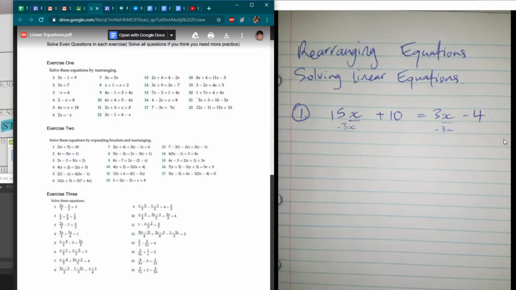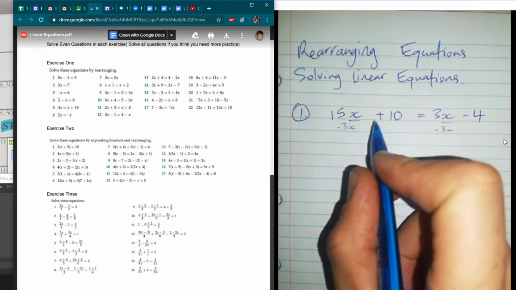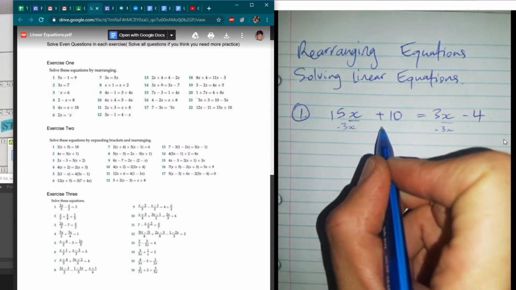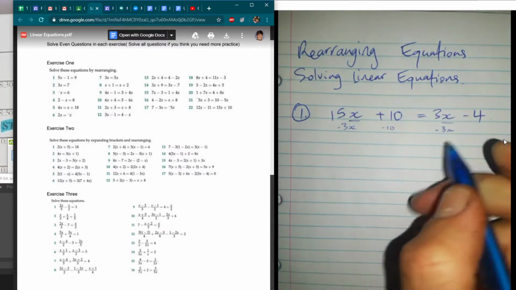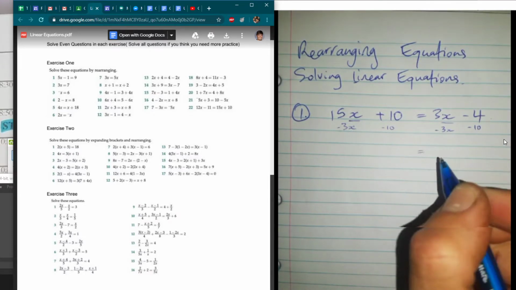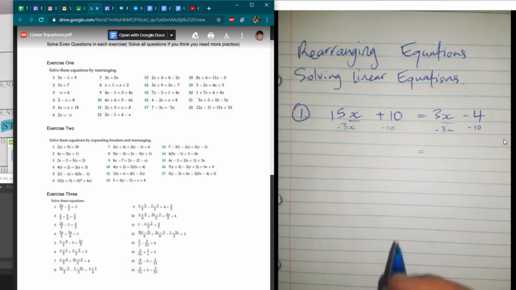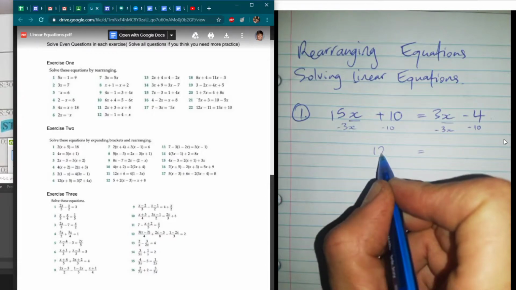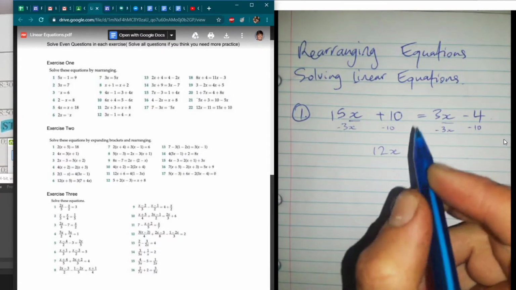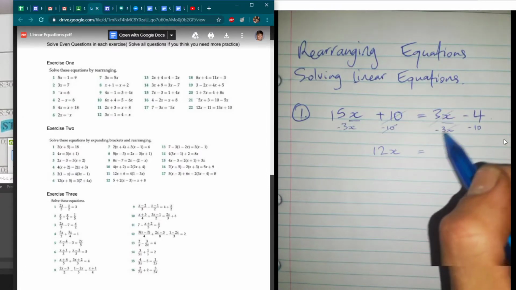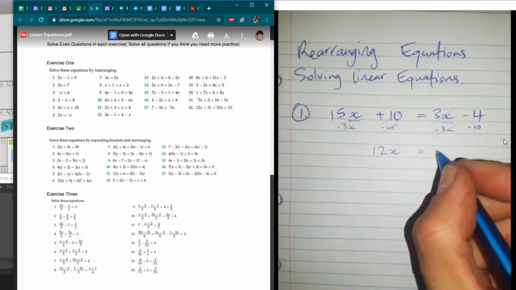I'm going to do another step at the same time. I'm going to move all of the numbers onto the right side. So this has got plus 10. So I'm going to do minus 10 on this side, and I have to balance the equations by doing minus 10 on that side as well. So let's keep the equal sign going straight down on the page. So 15x minus 3x is going to get us 12x. And this is going to cancel, this is going to cancel. Negative 4 minus 10 gets us negative 14.